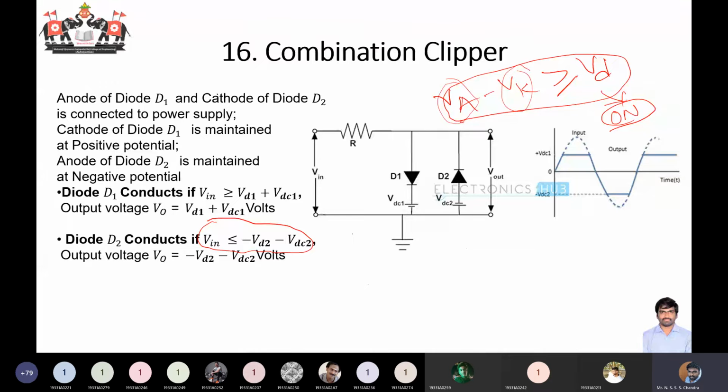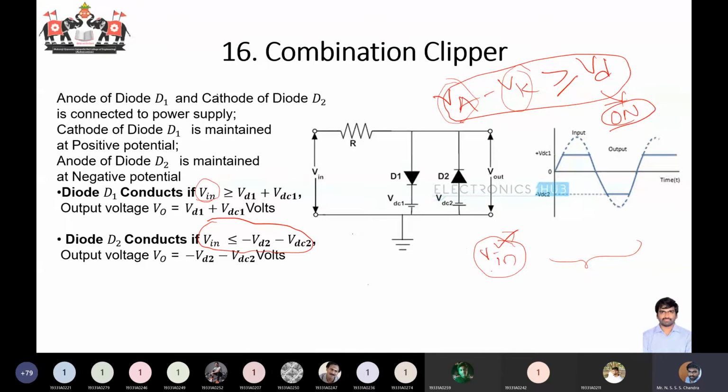That's it. And you need to get a condition always such that you will get a relationship in terms of VIN. So you need to relate the VIN with the remaining voltage in the circuit, because VIN is the only variable voltage. The diode drop voltage is a constant value and the battery voltage is a constant value, right? So you need to only change the VIN. So always we are writing the condition in terms of VIN.